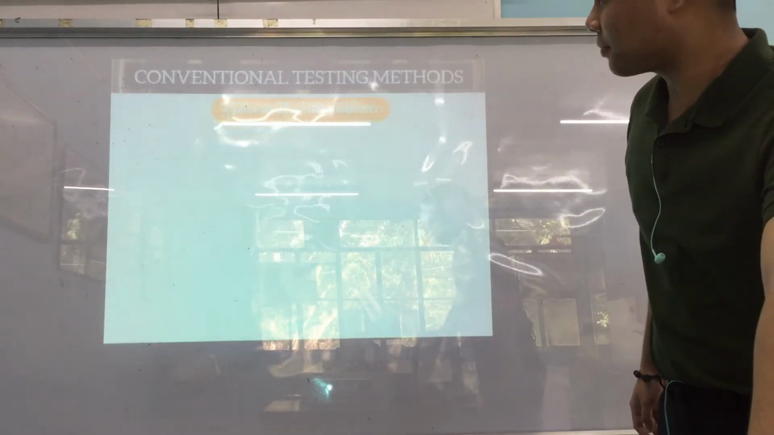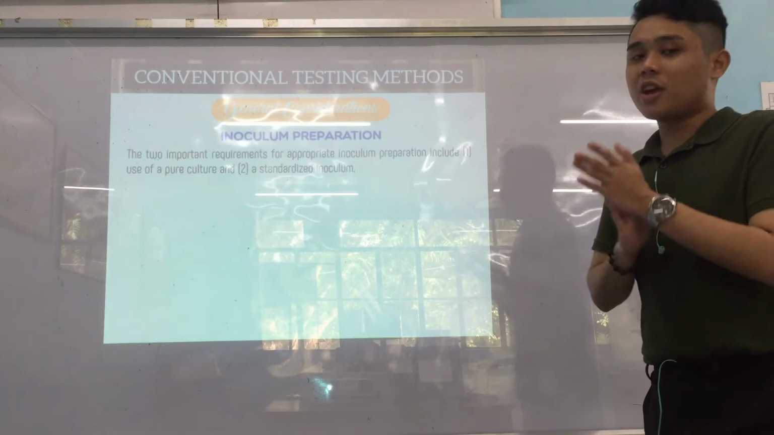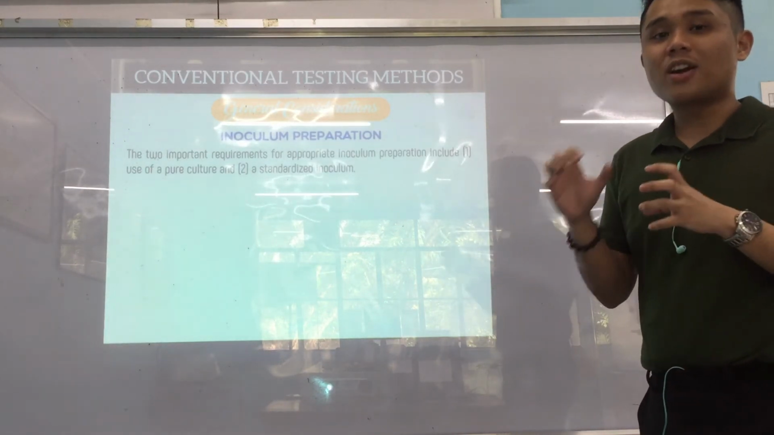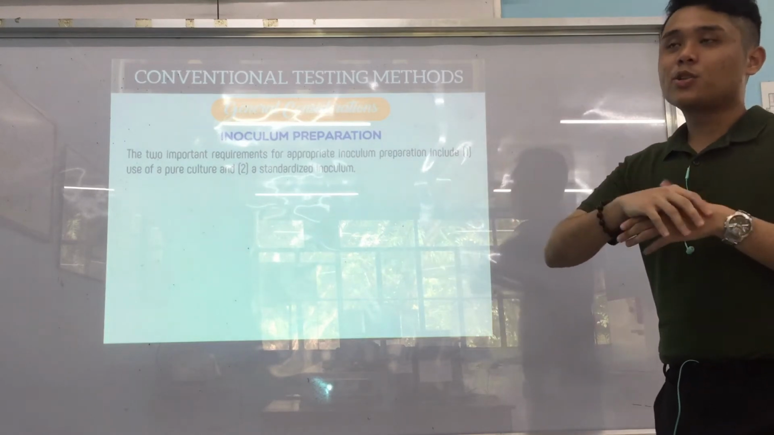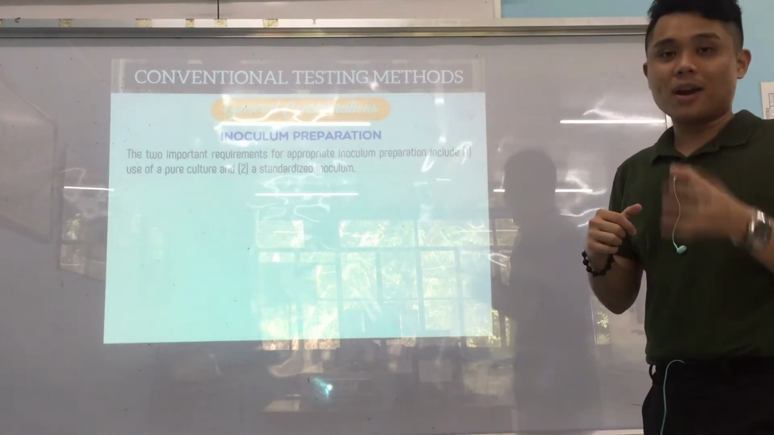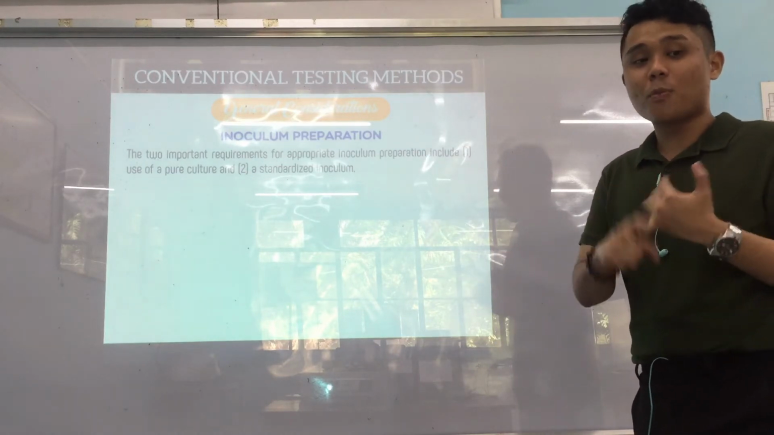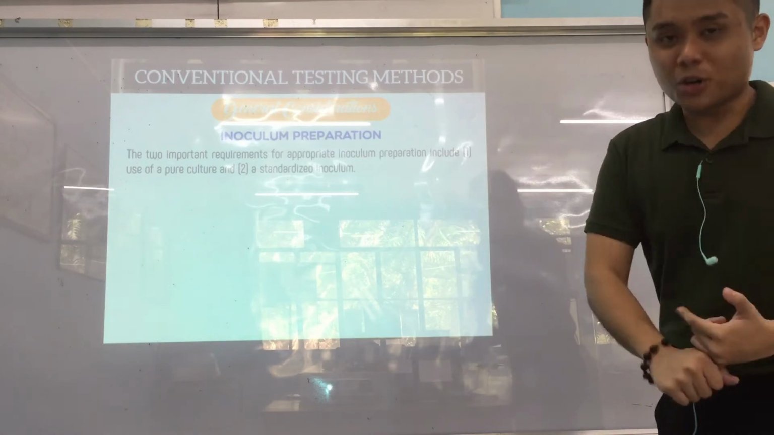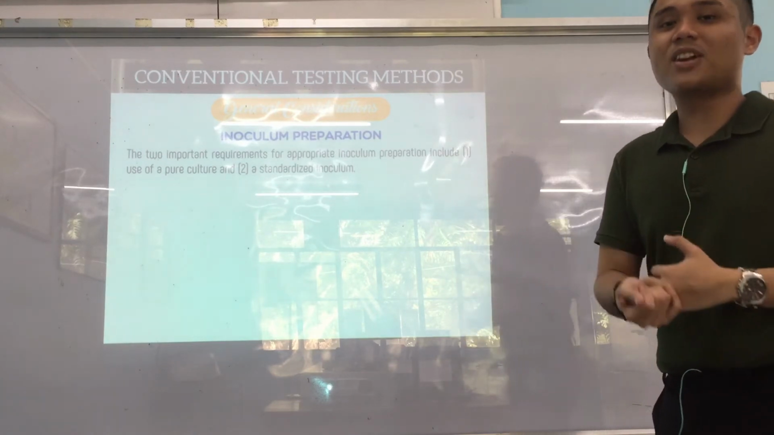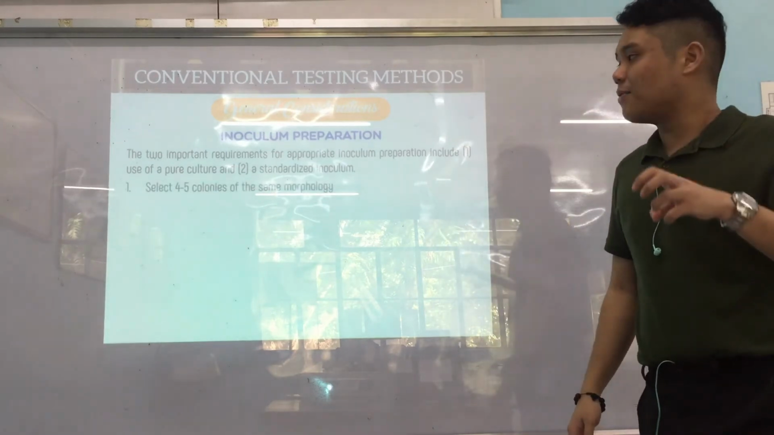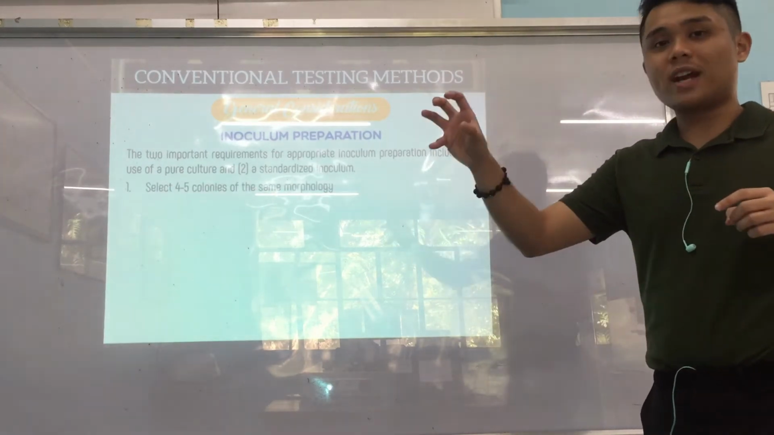Alright, so we now go to the general considerations. First, for standardization, we have to standardize your inoculum, right? For the inoculum preparation, we have two important requirements. First is, of course, the use of the appropriate culture medium and the use of a pure culture. And next is the standardized inoculum. So we have to make sure that, again, your culture is pure.